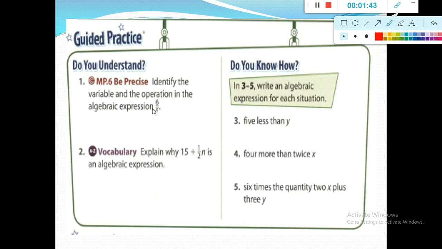So what's the variable? The variable is the letter. Where is the letter? The letter is x. So we can say that x is the variable. And what's the operation? 6 over x. Is it multiplication or division or addition or subtraction? Of course, it is division. So the operation is division, and the variable is x.